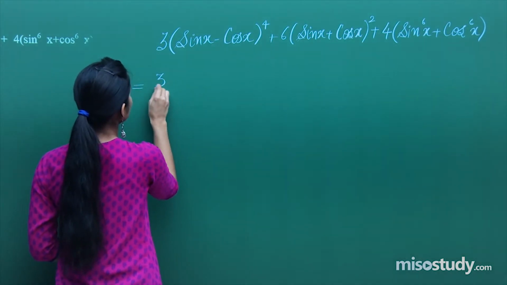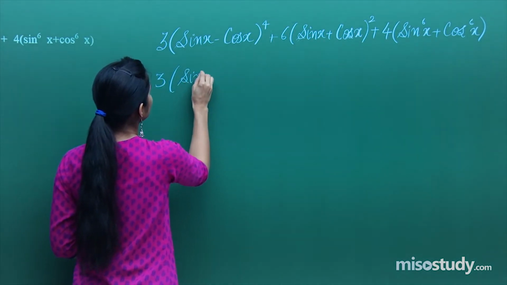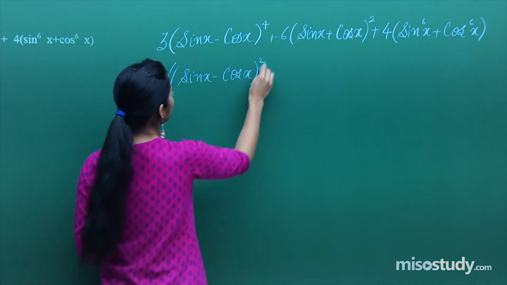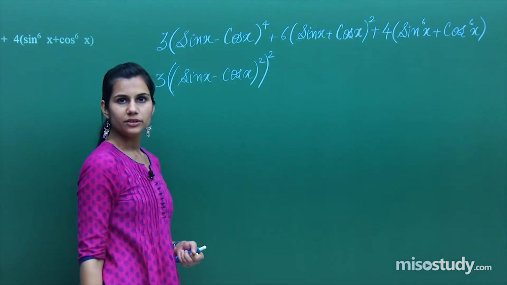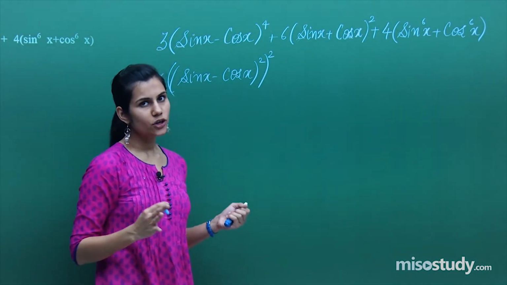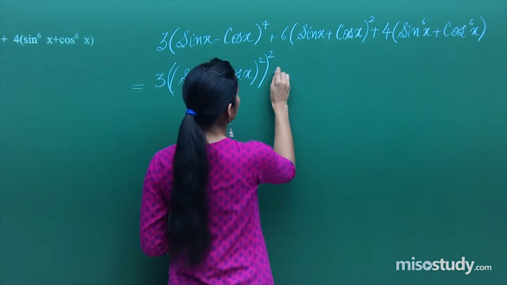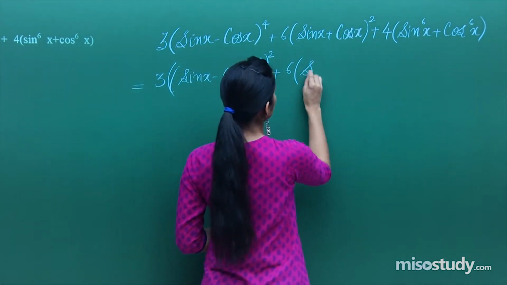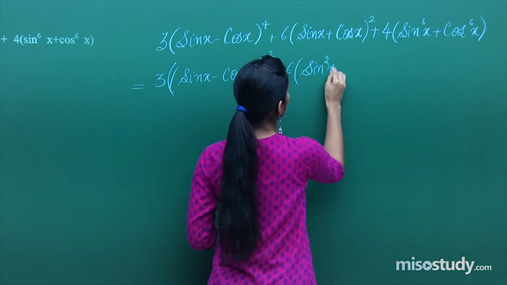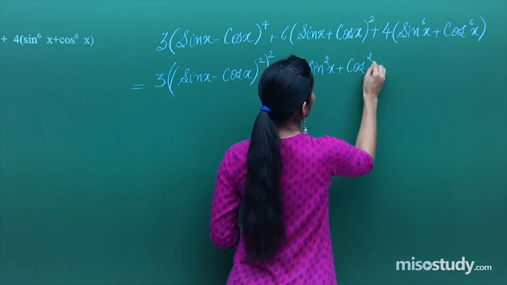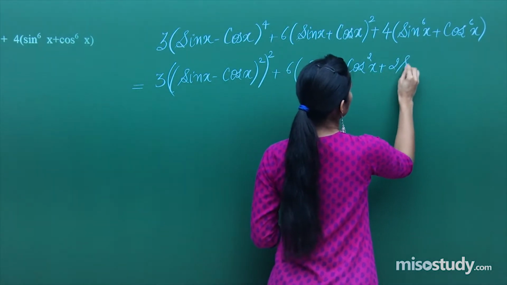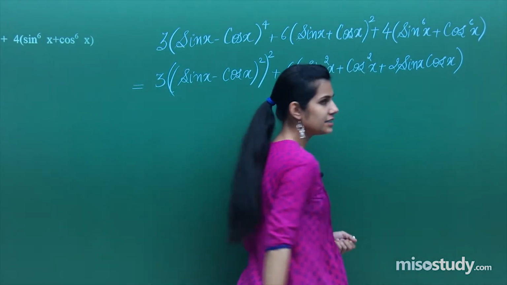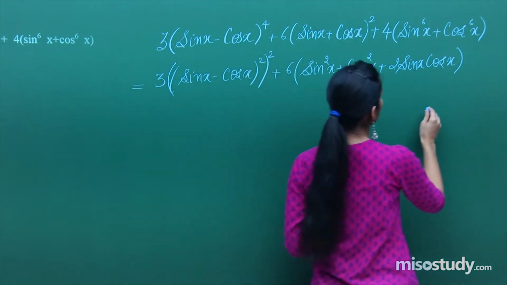Well, over here it's natural to write it as (sin x minus cos x) whole square and then again whole square, right? Because we know the identity of (a minus b) whole square. Then you have plus 6. Now already over here you have (a plus b) whole square, which is a square plus b square plus twice of sin x cos x, right? Next you have plus 4.